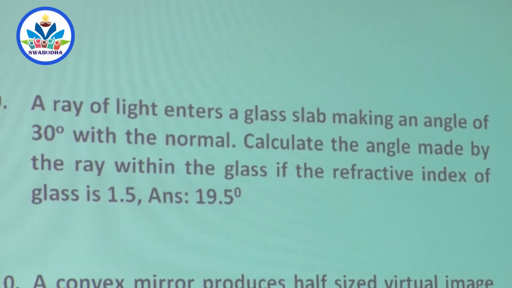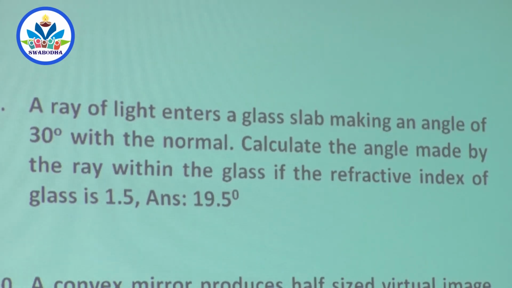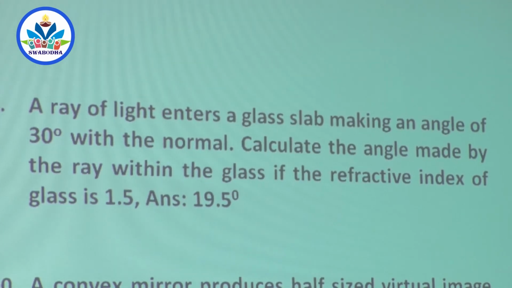See, it is given refractive index of glass is 1.5. What do you mean by that? With respect to air. It is not mentioned, need not be mentioned. It is quite common. So, a ray of light enters a glass slab making an angle of 30 degree with the normal. Calculate the angle made by the ray within the glass if the refractive index of glass is 1.5. Okay, we will come back to the board now.